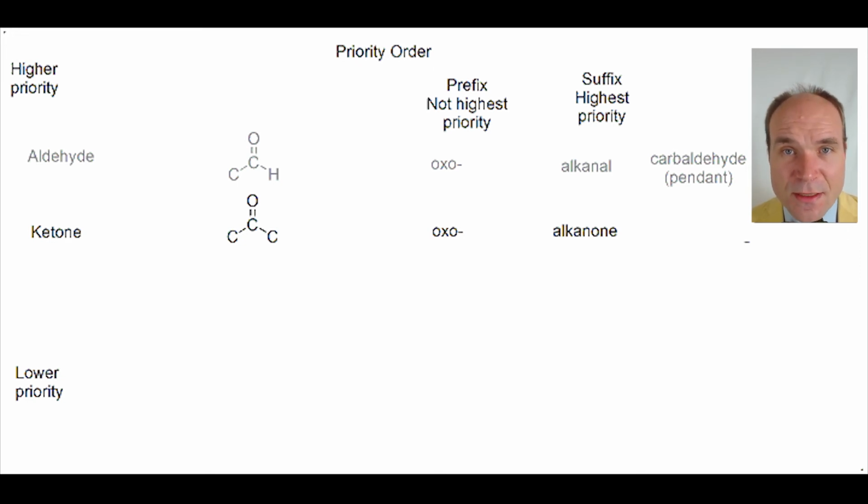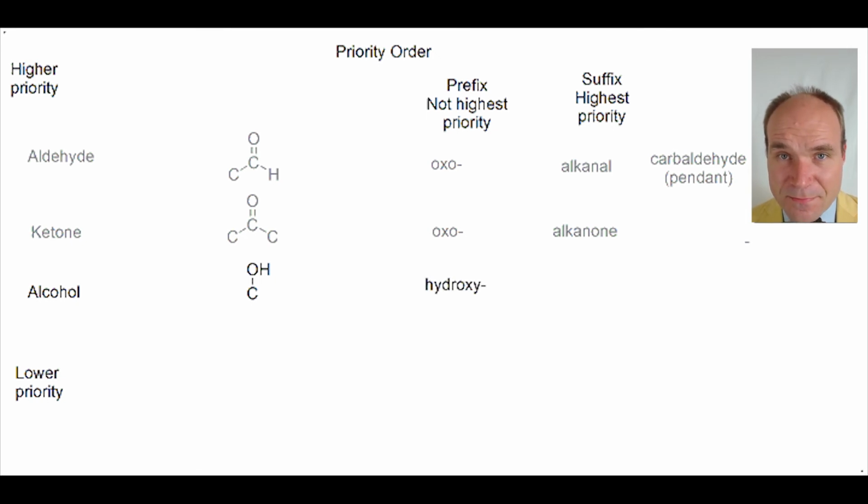From ketone, we go down and come to alcohol. Where alcohol isn't the highest priority functional group in the molecule, it's called hydroxy. But if it is the highest priority functional group in your molecule, well, now it's called alkanol.